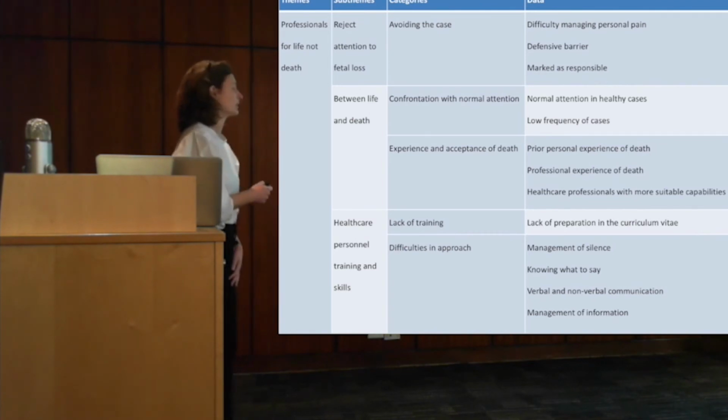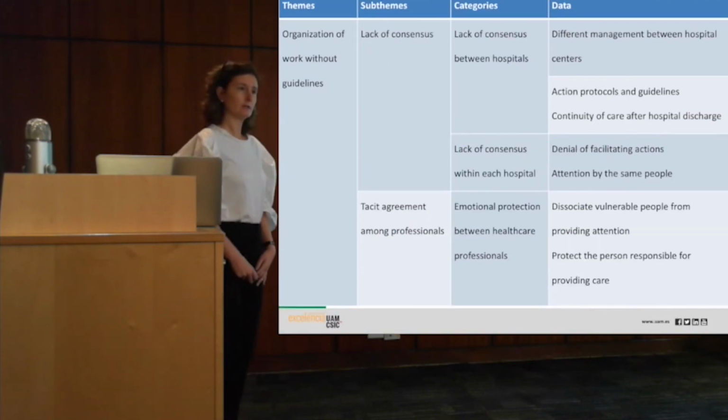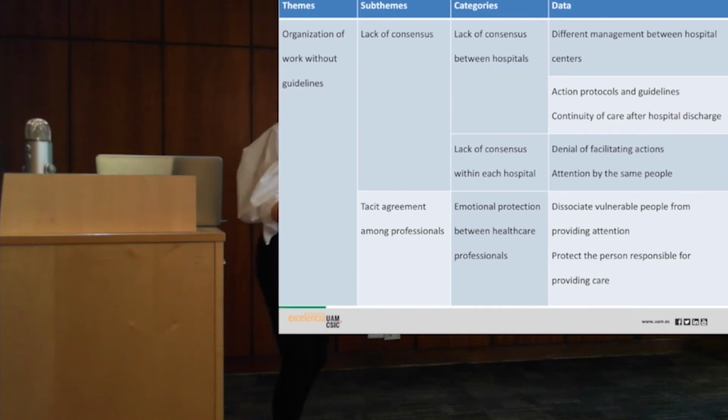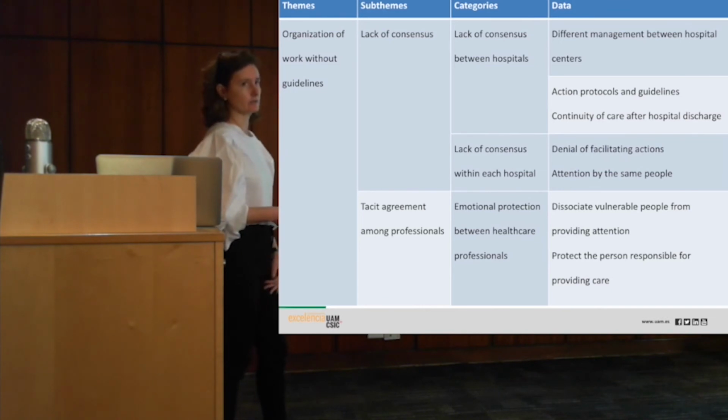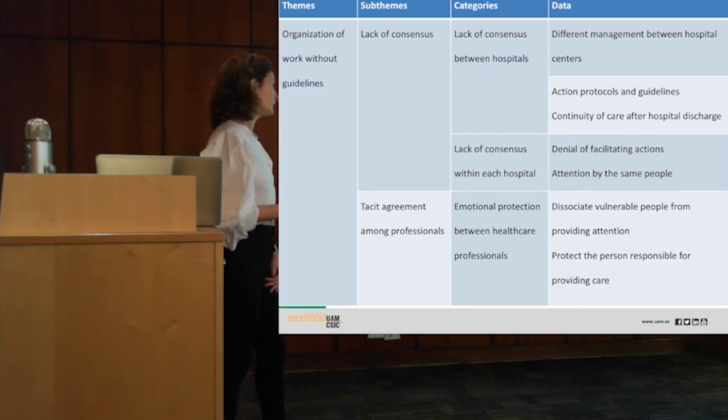And they realized that there were some organization issues that they didn't speak about normally. There was lack of consensus between hospitals, but also within each hospital. They don't have action protocols, and sometimes there's a denial of facilitating actions. And there's also a lack of continuity of care after a hospital discharge.